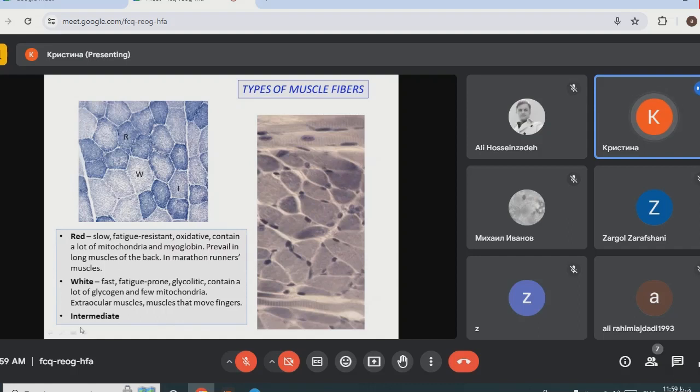And also we have intermediate muscle fibers. They are something in between those two first. In this picture it will be here.